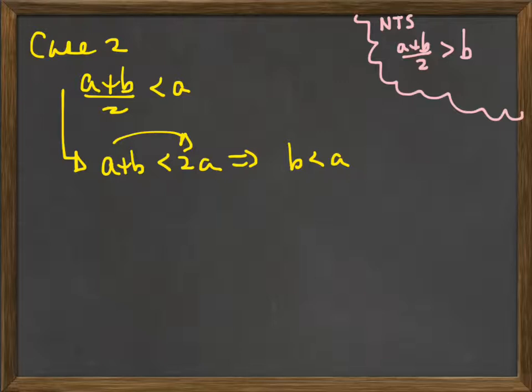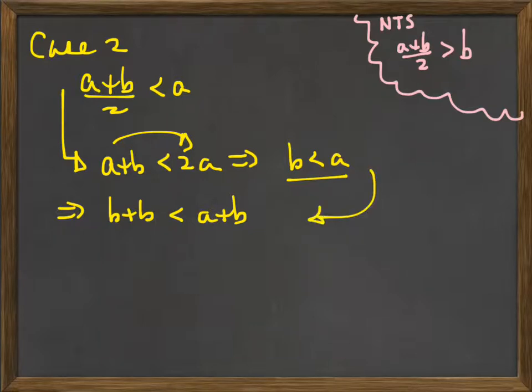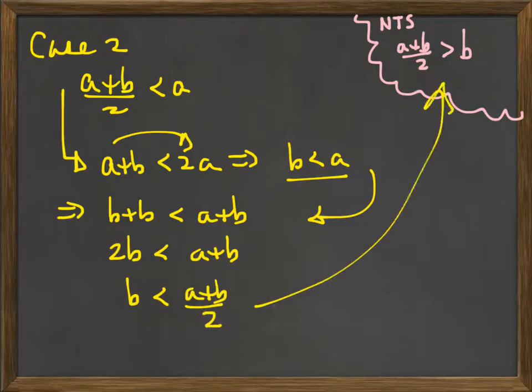What does that mean? That means b + b is less than a + b, if b is less than a and I add b to both sides. So b + b is really 2b, so 2b is less than a + b, and what that tells me is that b is less than (a + b)/2, or what I'm really trying to show is that (a + b)/2 is bigger than b.